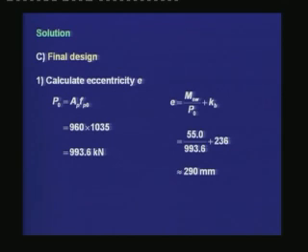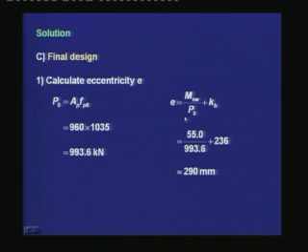Now we are moving on to the final design, where we shall compute the eccentricity of the prestressing steel, and then we are recomputing the effective prestress and the other prestressing variables till we have a convergence, and then we shall move on to check the compressive stresses in the concrete. We are calculating the eccentricity e from the value of P0. P0 equal to Ap times fp0, which is equal to 960 times fp0, given as 1035, which brings P0 equal to 993.6 kilonewtons.